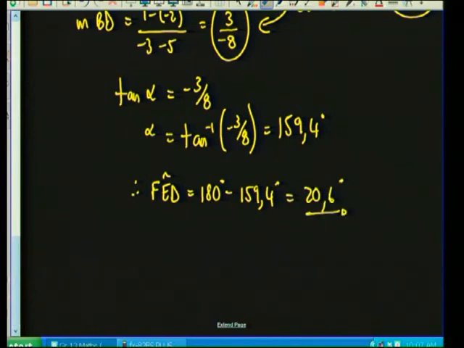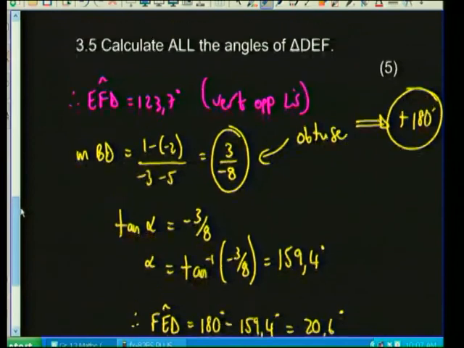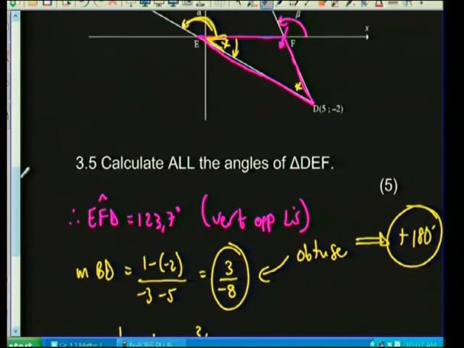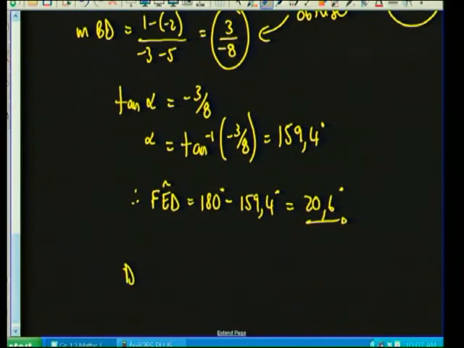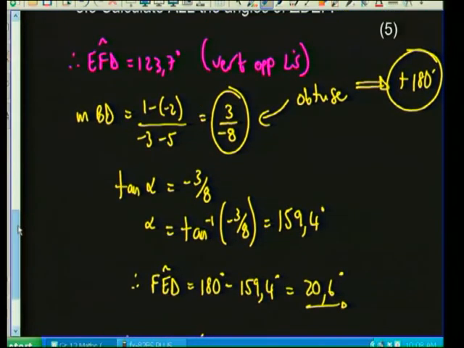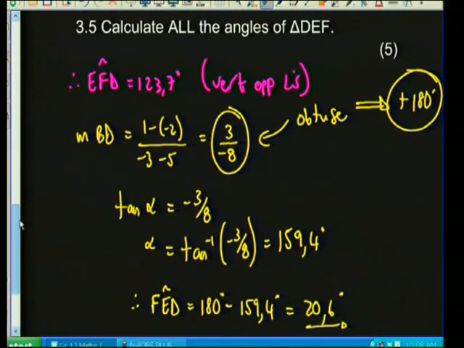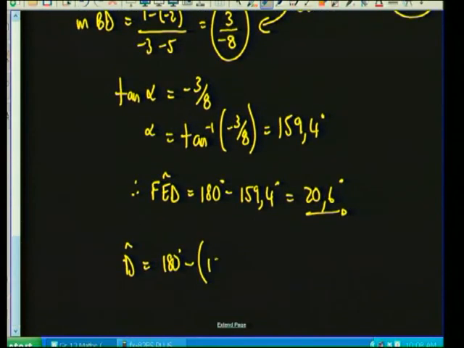And so I'm almost there. I've got two of the three angles. Let's go find the third angle, which then is going to be equal to D. So angle D is just going to be 180 minus the sum of the two previous angles. So what did I get? Oops, 123.7. There we go. Now I found it.